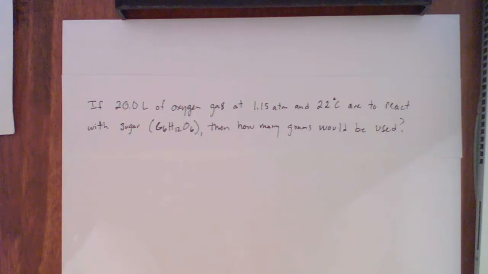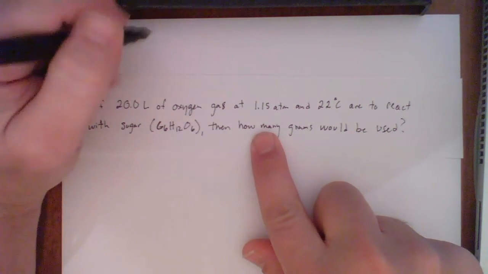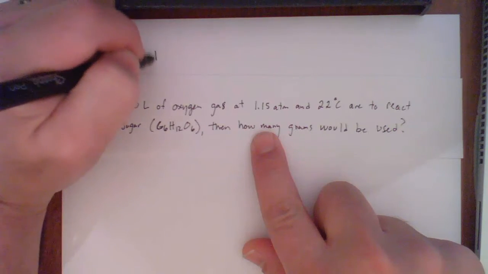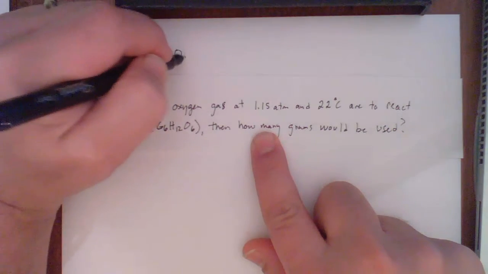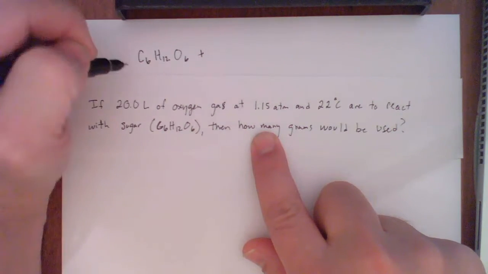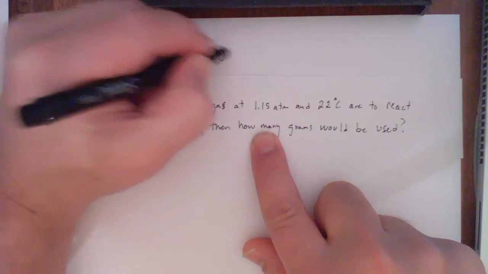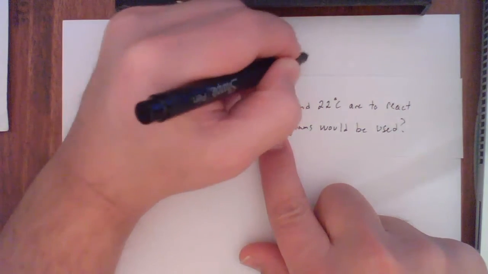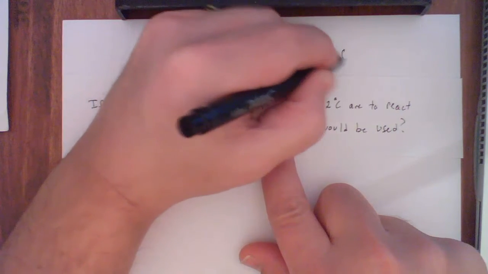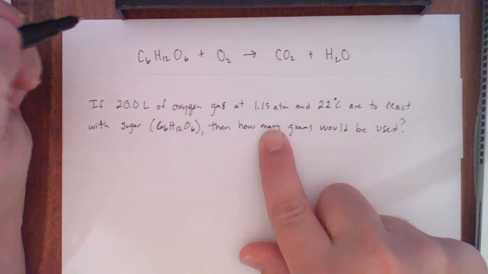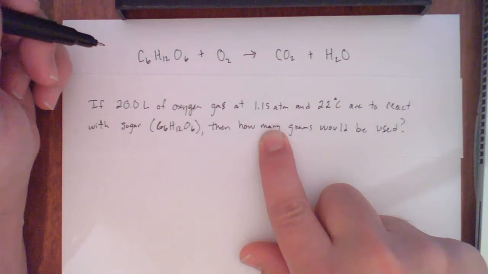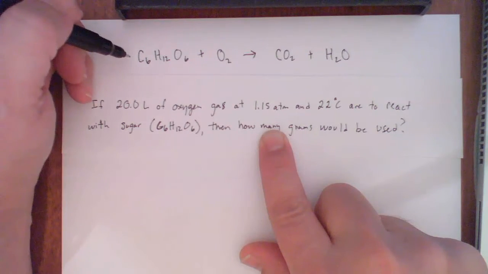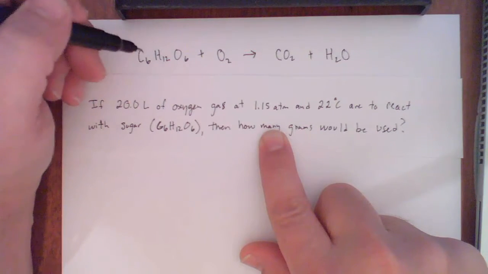Okay, so we want to go through and first do a balanced chemical equation. So we're going to start with our sugar, C6H12O6. Now this is a combustion reaction. We're going to add some oxygen to it. We're going to make our CO2 and our H2O. Now we just need to go through and balance this. And again, when I do combustion reactions, I always balance carbons first, hydrogen second, and then save oxygen for the end.